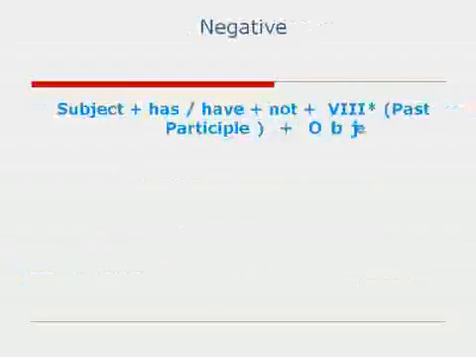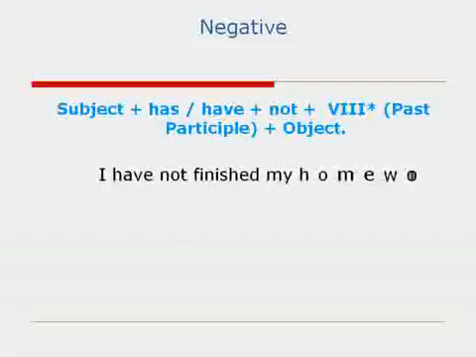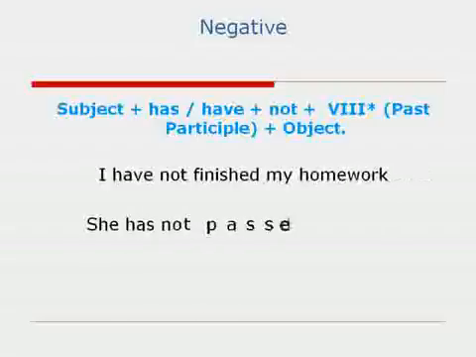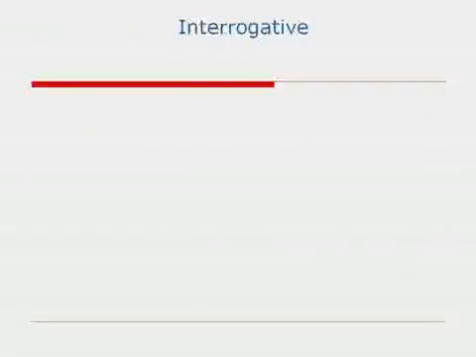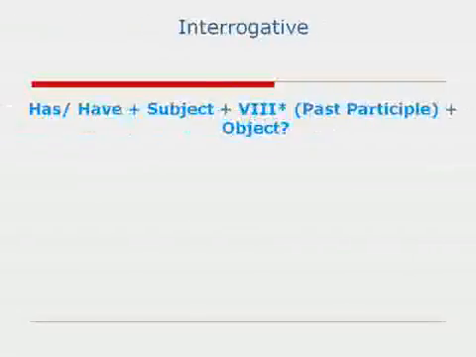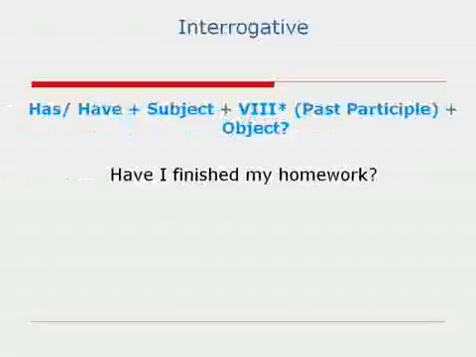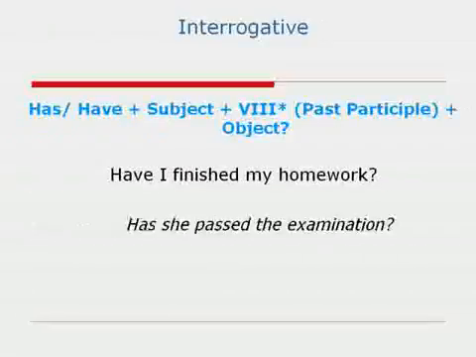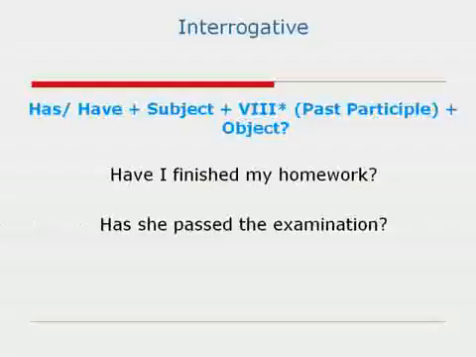Negative structure: subject plus has or have plus not plus third form of a verb plus object. I have not finished my homework. She has not passed the examination. Interrogative structure: has or have plus subject plus third form of a verb plus object. Have I finished my homework? Has she passed the examination?